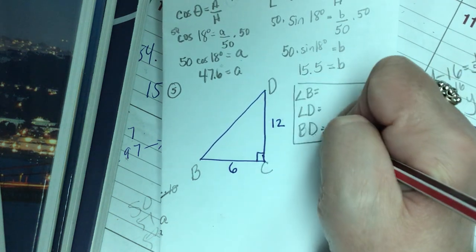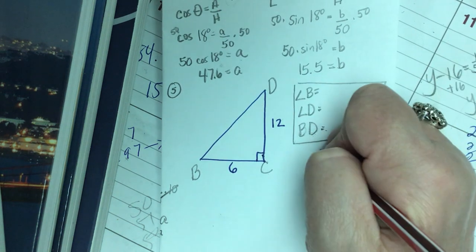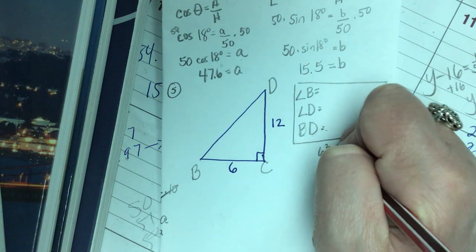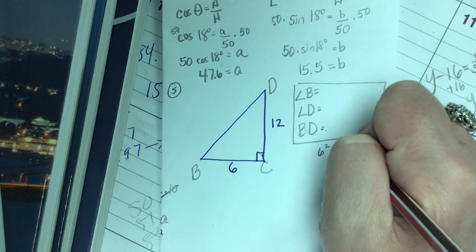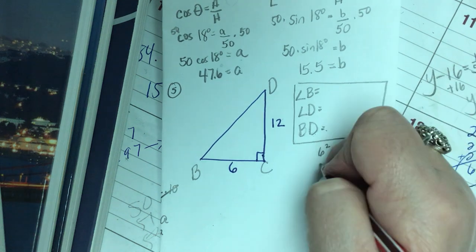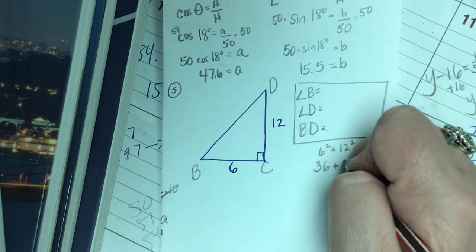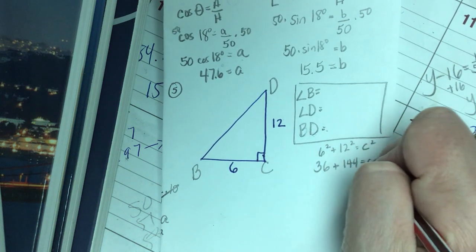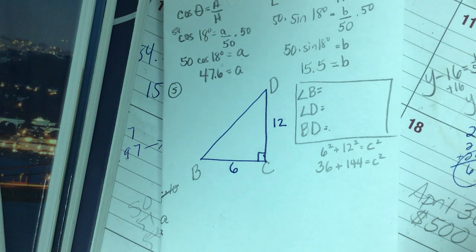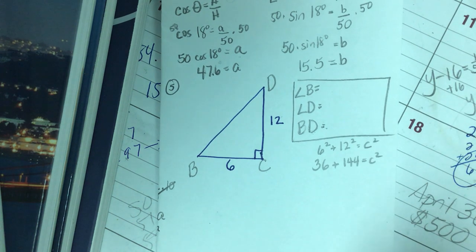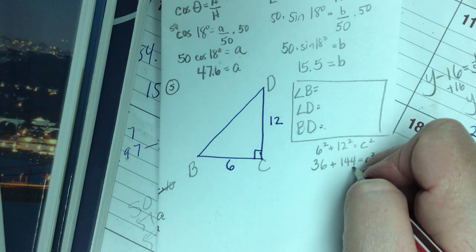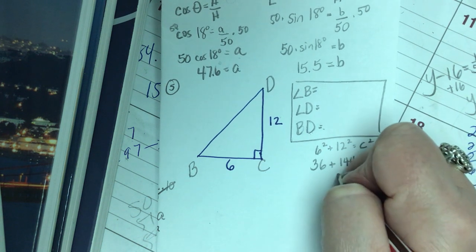I know two of the sides, so to find the third side, I do the Pythagorean theorem. A squared plus B squared equals C squared. 36 plus 144 equals C squared. What is that? Is that 200? No, 180? Yes, 180.